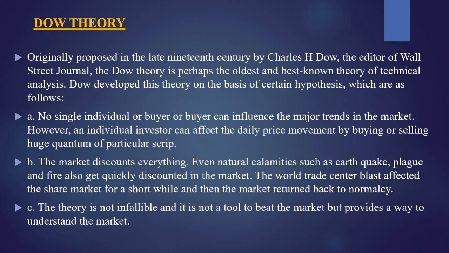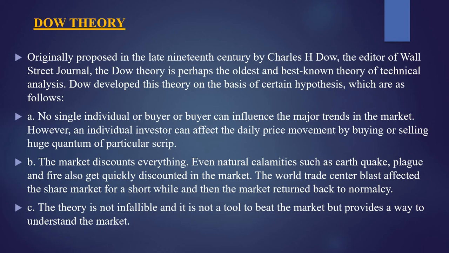Next, the theory is not infallible. It is not a tool to beat the market but provides a way to understand the market. With the help of this technical analysis we cannot control the situation, we can only predict and understand. Whatever is going to happen will obviously happen. We cannot control that situation, but we can understand what is going to happen and take certain precautions. We cannot stop things from happening. That is the third assumption of Dow theory.